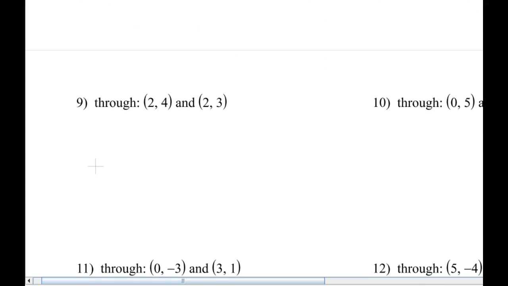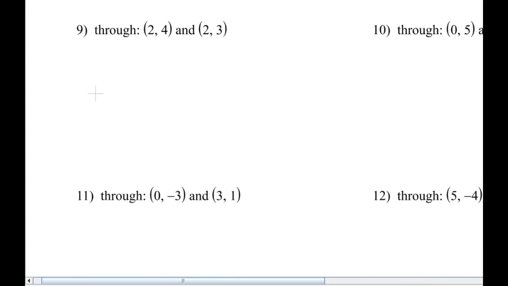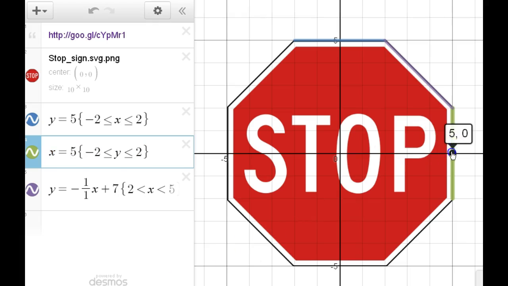So, what would you say on number 9? What's the equation of number 9? What do you notice about the x-coordinates? They're both 2. So what's the equation of the line? Just x equals 2. That's it. Because we already know that if an x is repeating, that means it's a vertical line. Vertical lines have x equals as the beginning of their equation.